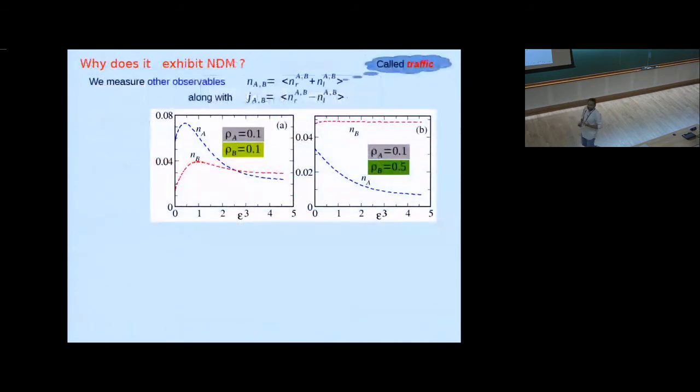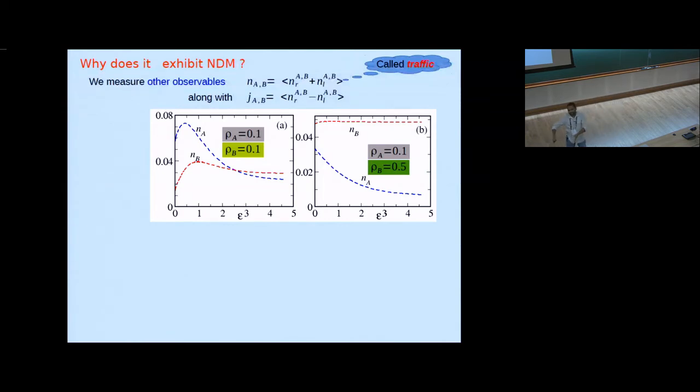So now let us try to say why this negative response occurs. To understand that, we try to find other observables. The current is the number of A particles going to the right minus the number going to the left. This is the difference. But there is also another quantity, the total number of jumps that can occur, NR plus NL. I call it the number of jumps for A and B particles, the total number of jumps. That is called traffic, or activity.